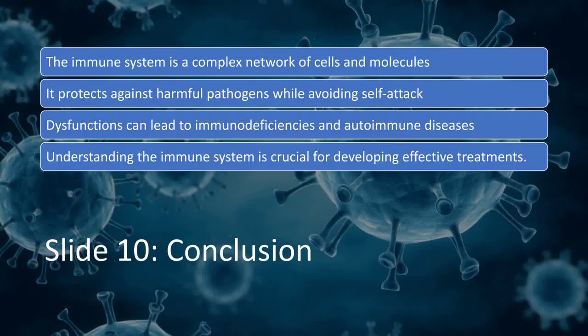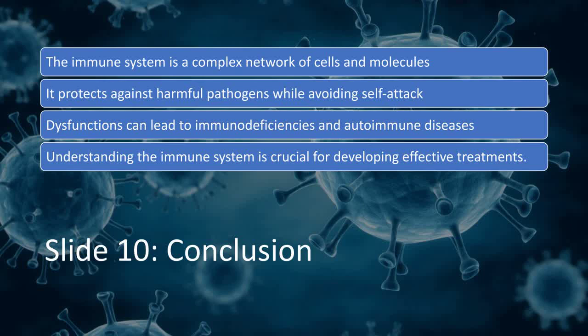On our final slide, we will summarize the key points of our presentation. The immune system is a complex network of cells and molecules that work together to protect our body against harmful pathogens while avoiding self-attack. Dysfunctions in the immune system can lead to immunodeficiencies, where the immune system is unable to mount an effective response to threats, and autoimmune diseases, where the immune system attacks its own cells and tissues.